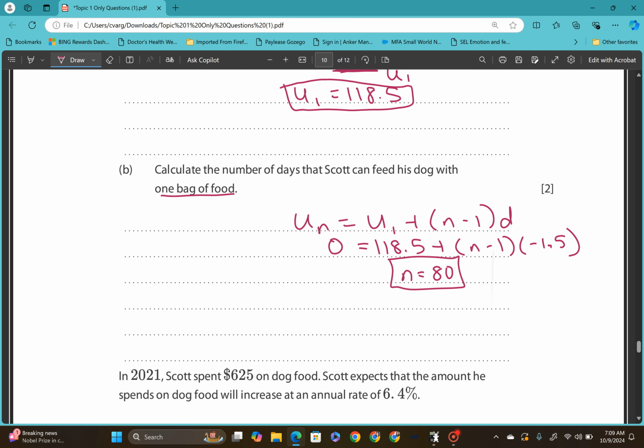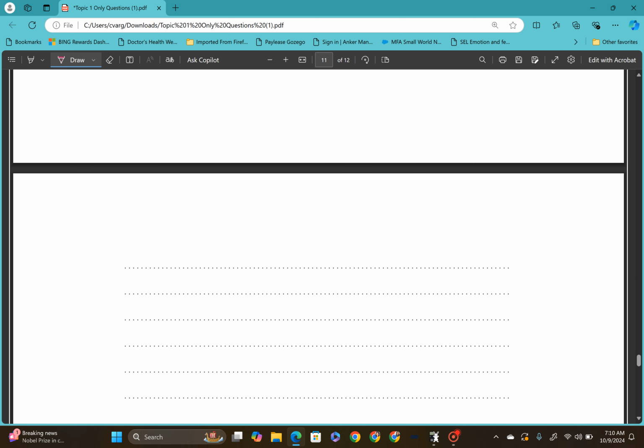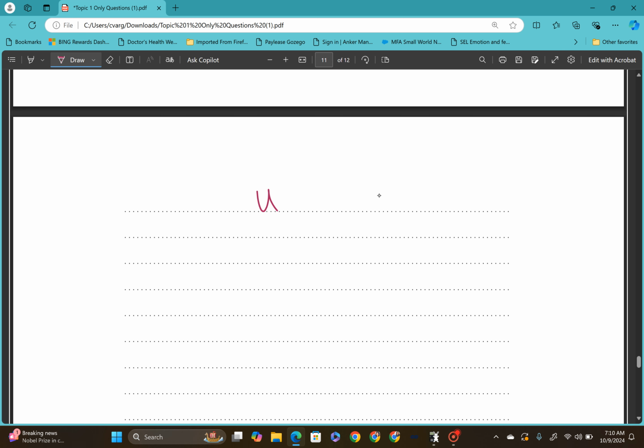All right. The next part, part C, in 2021, he spent $625 on food. He expects that the amount of dogs will increase at an annual rate. So as soon as you see a percent here, it is now a geometric function. It is no longer arithmetic. So that means that we are going to have to use a different formula. Look in your formula booklet and find the one that looks like this. So r to the n minus 1. It doesn't have parentheses, but I always put parentheses on it.